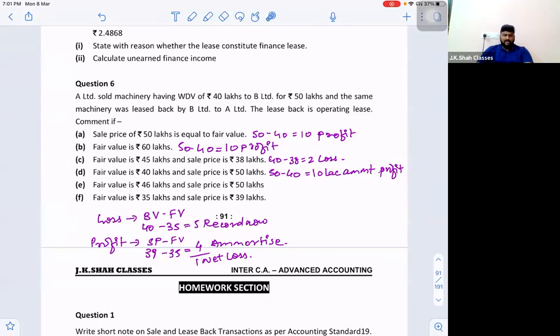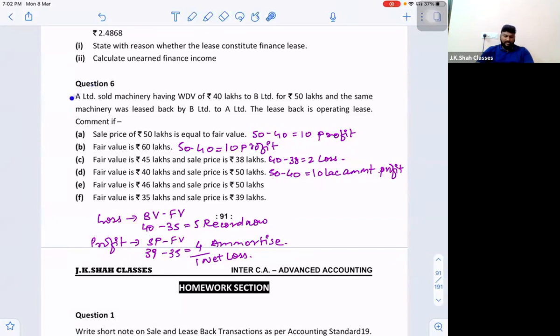And profit of rupees 4 lakhs, that is the difference of selling price and fair value, should be amortized over the lease term. Full stop.